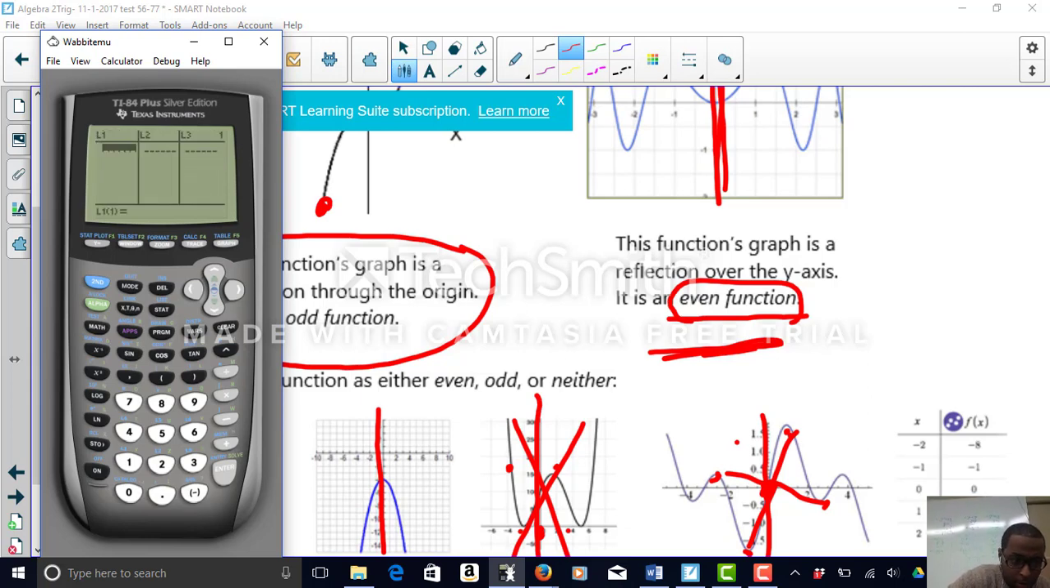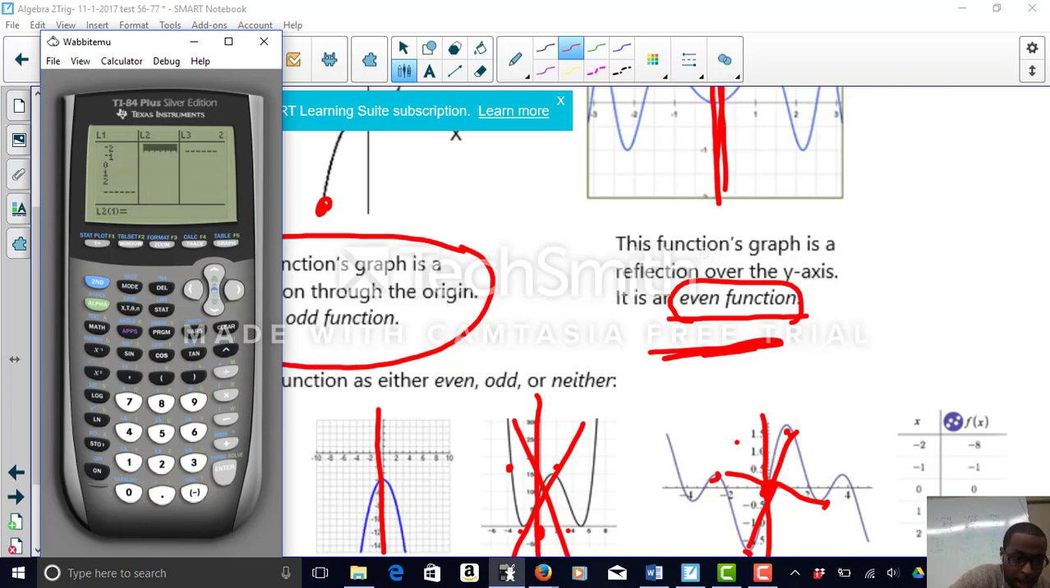So I'm going to put -2. I'm going to put -1. I'm going to put 0. I'm going to put 1. And I'm also going to put 2.